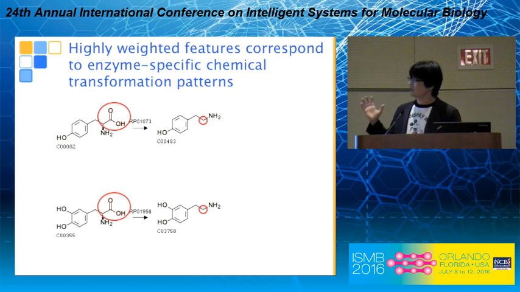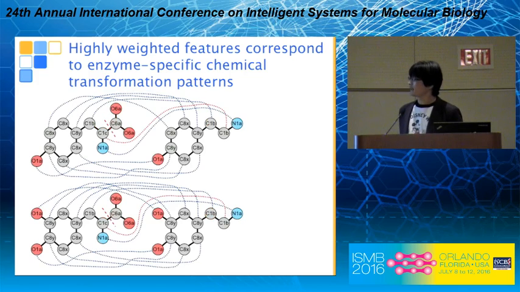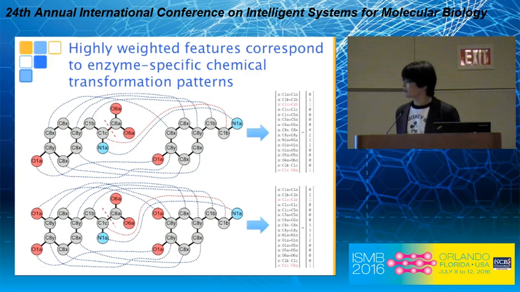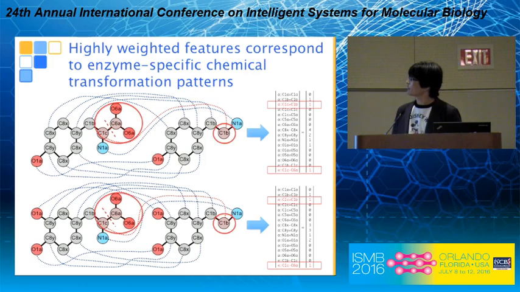Our proposed method successfully extracted this kind of common characteristics as highly weighted features in this way. Each of the chemical structures is represented as a graph structure, a molecular labeled graph, which is subjected to a chemical structure alignment, that is atom to atom mapping like this, and then we got the feature vector like this. And the highly weighted features were found to correspond to enzyme-specific chemical transformation patterns, as indicated in the red parts in this picture.